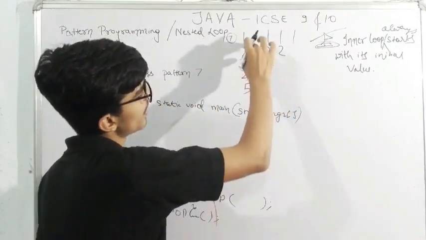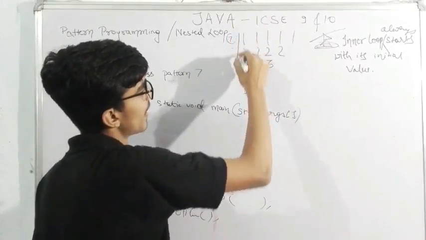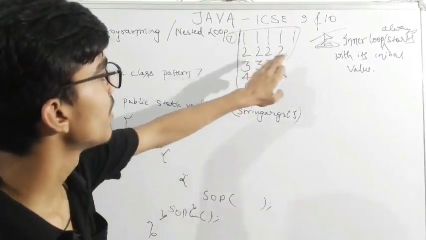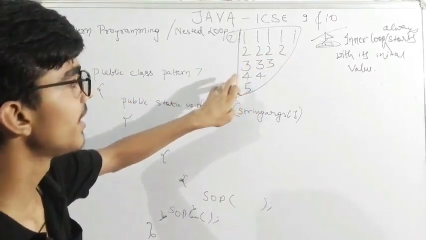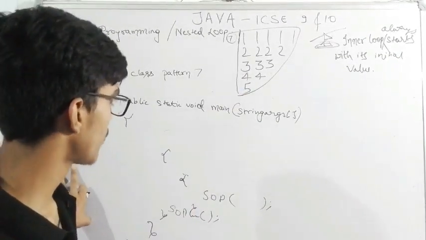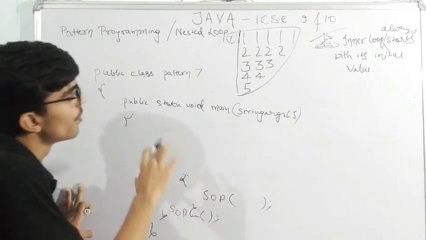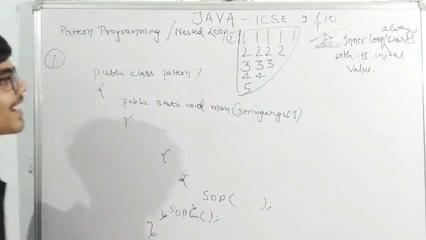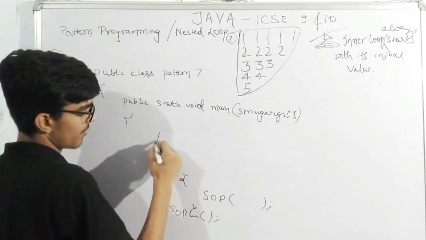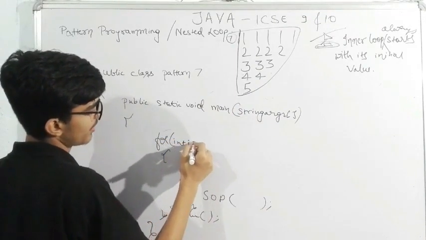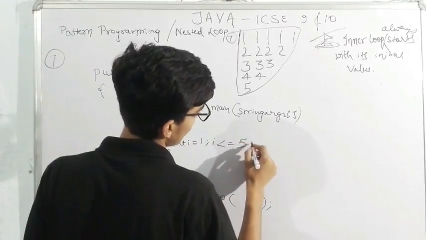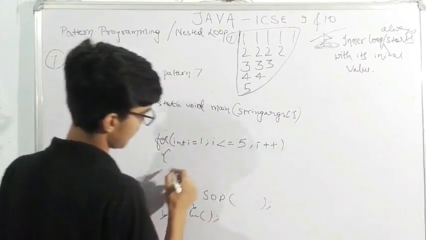We have here a program in which we have to write a program to print the following pattern: 5 times 1, 4 times 2, 3 times 3, 2 times 4, and 1 time 5. So in this program we have to see how we'll write this program. So at first we are having 1, so we'll start with I is equal to 1, I is less than or equal to 5, I plus plus.